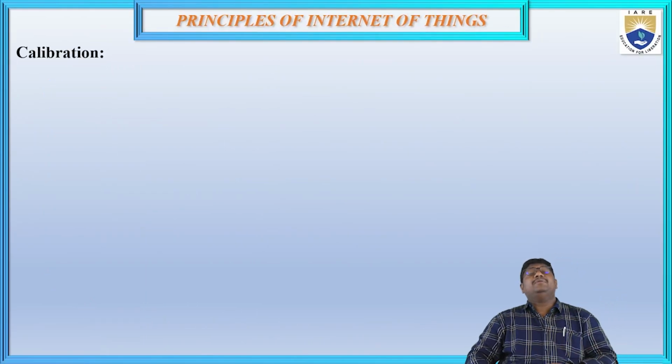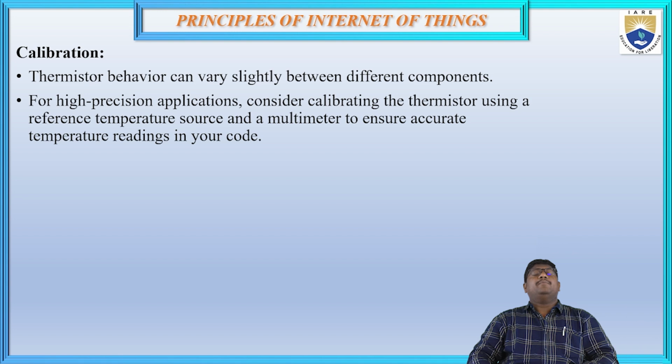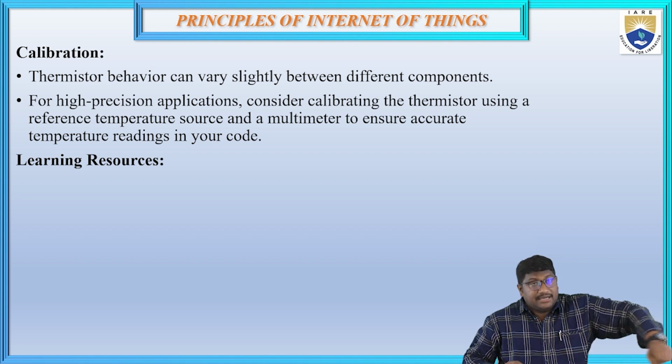These are the things which we need to know. How we need to calibrate this particular thermistor. As I told you, this thermistor behavior can vary slightly between two different components. When you are having high precision and low precision applications, when there is a high precision application, consider calibrating the thermistor using a reference temperature source. And with the help of a multimeter, we are able to ensure the temperature readings in your code.